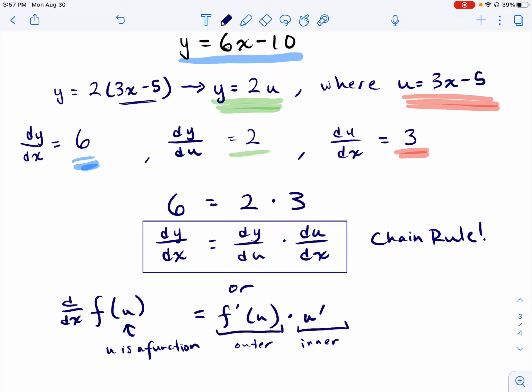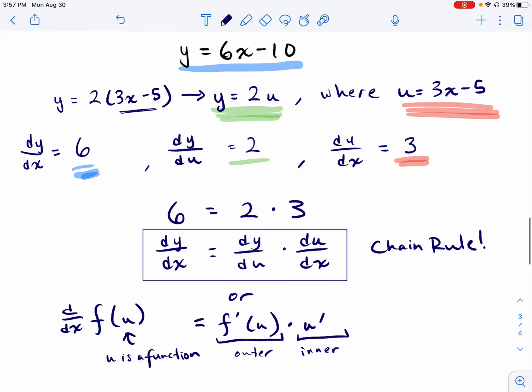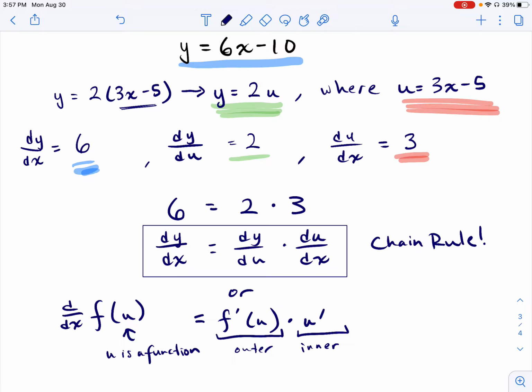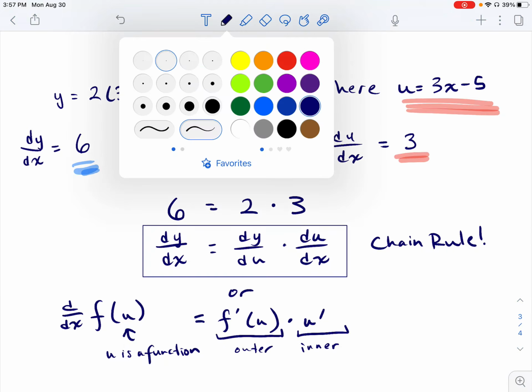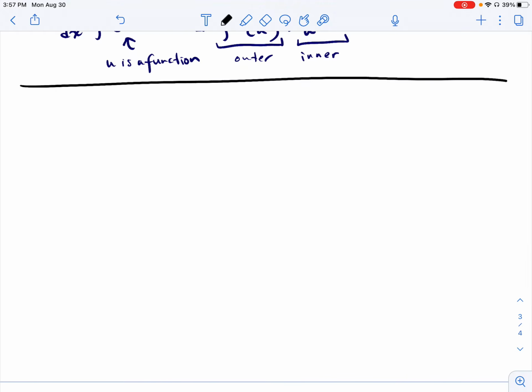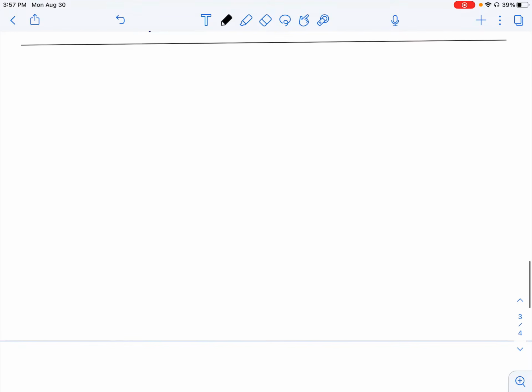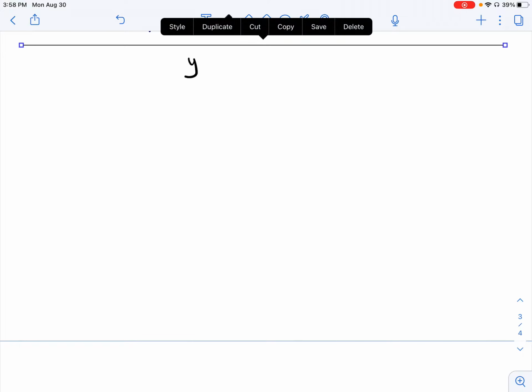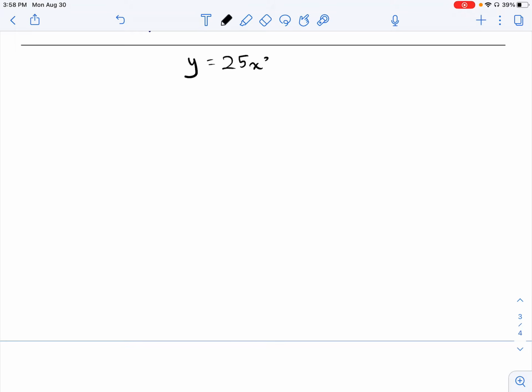Let's try a separate example, but operating in the same vein or thought process so we can make sense of this. So let me go ahead and change colors here, and let's try something like this. Let's think of a function like y is equal to 25x squared plus 10x plus 1.